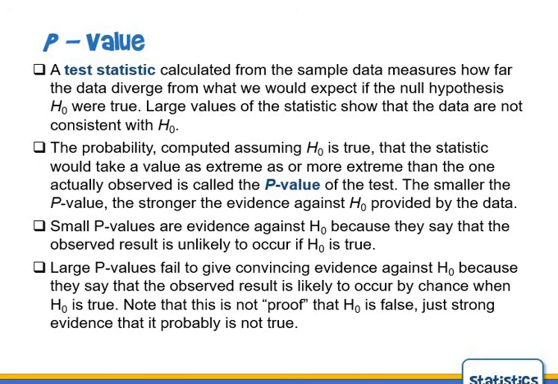So the result is either that we reject the null hypothesis, have good evidence that it's false, or we fail to reject the null hypothesis. Small probabilities that we call p-values, small p-values, we're going to reject the null hypothesis. Large p-values, we fail to reject the null hypothesis.